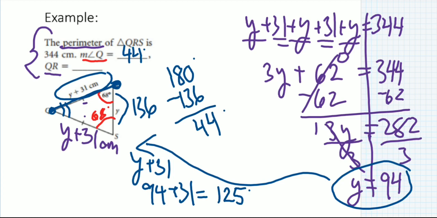125. Oops, sorry, I totally put degrees, and that is not correct. We're talking about centimeters, okay? So I have my two answers, 125 centimeters. All right, so there you go. That is the last example for isosceles.